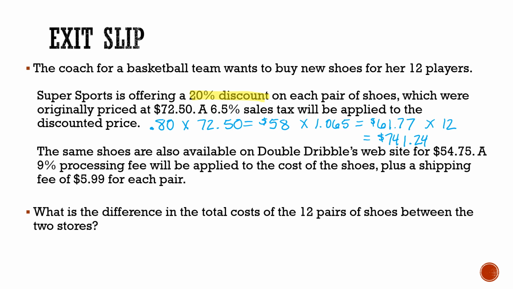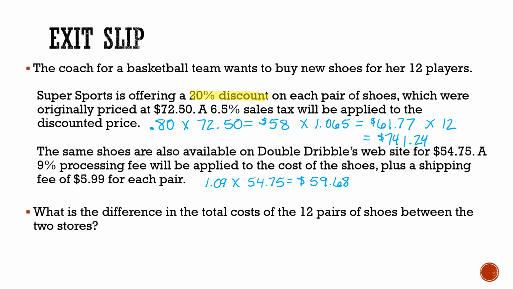Okay, now we need to calculate for Double Dribble. So it says that the shoes are $54.75, but you have a 9% processing fee. So that's going to be 109% of $54.75. So we're going to write that as 1.09 multiplied by $54.75, which gives you $59.68. Okay, so that is the cost of the shoes after that 9% processing fee.